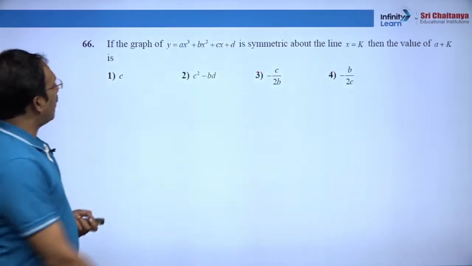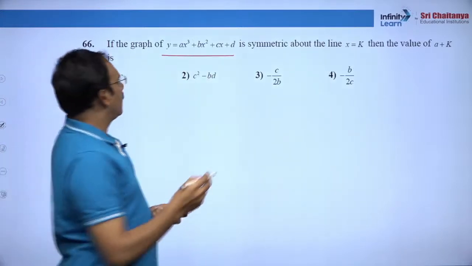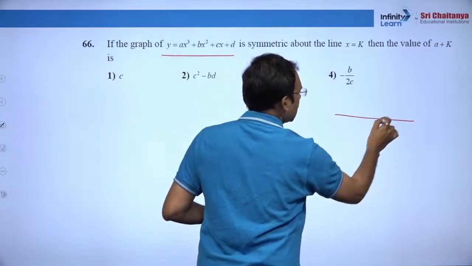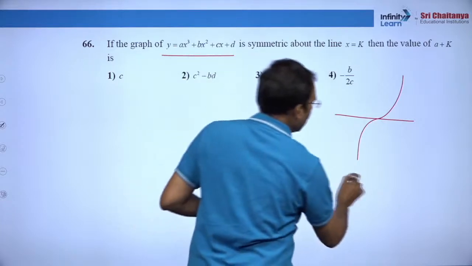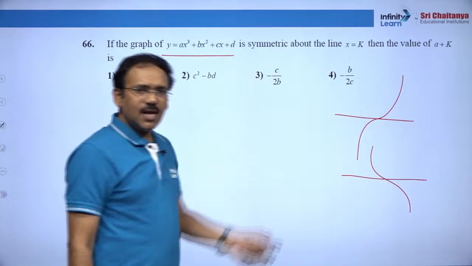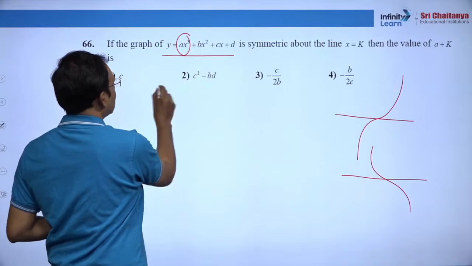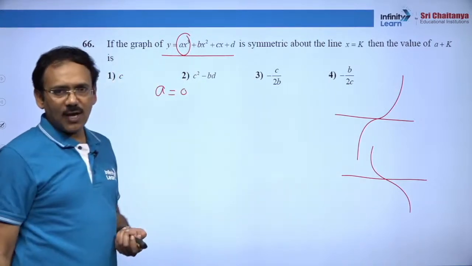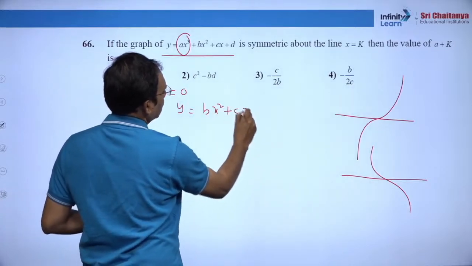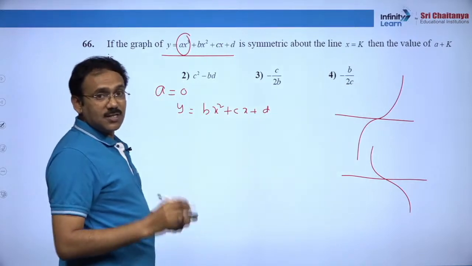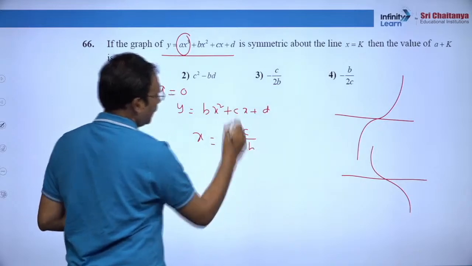The question. The graph of this cubic expression is symmetric about x is equal to k is impossible, friends, because if a is positive, as x tends to infinity it goes to infinity, as x tends to minus infinity it goes to minus infinity. If a is negative, it will be like this. Symmetric about a vertical line is impossible if it is cubic. So he said symmetric in the sense x cube term must be absent, so a is equal to 0. Now y is going to be bx square plus cx plus d. You know a quadratic expression is symmetric about the line x is equal to minus b by 2a, right?